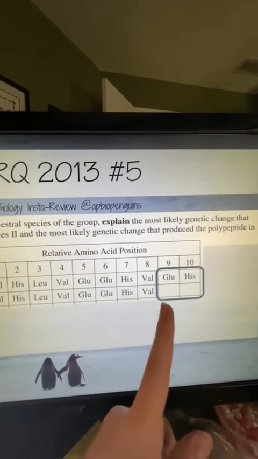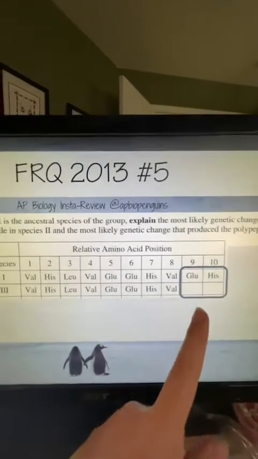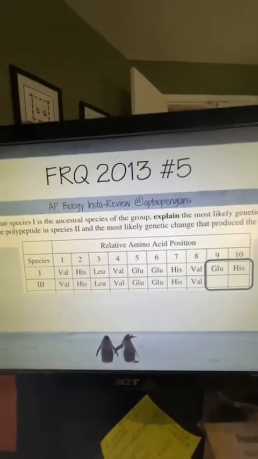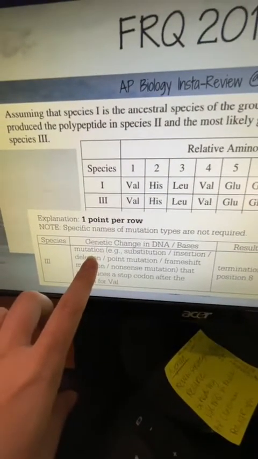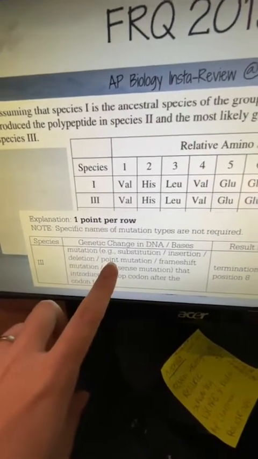We stopped right here and we don't have any more amino acids. That was all given in the picture, right? And how did this happen? We had a mutation. You don't even have to tell me what kind it is. Just tell me there's a mutation, a point mutation.